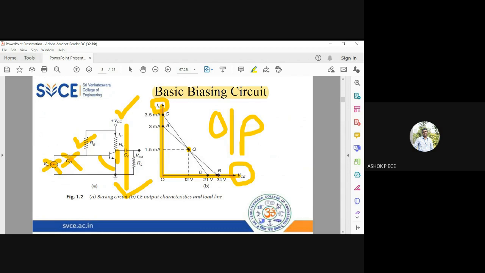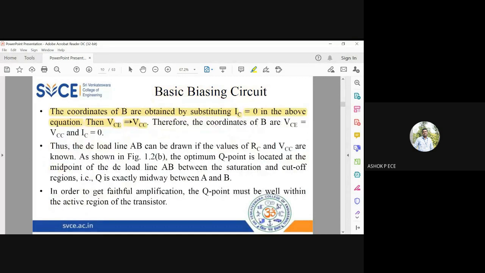So when will you get the maximum output voltage from a transistor? When the voltage is maximum, what can you say about the current? See here, VCE equal to VCC. VCC is 12 volt, so the entire output is across VCE. When will this condition happen? IC equal to 0, which means there is no current flowing in my device. So what is that condition called? It is the cutoff region, sir.